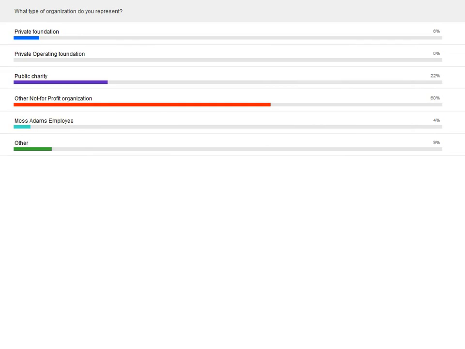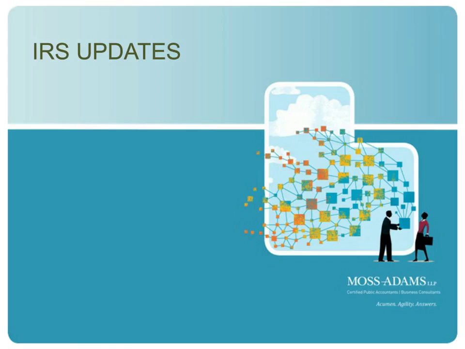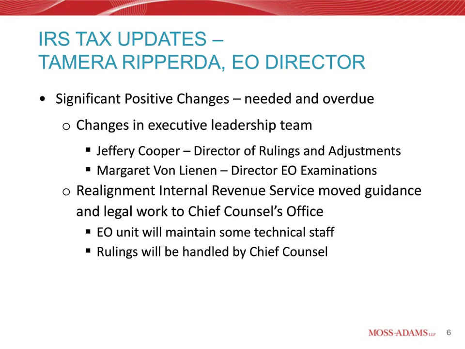Well, welcome everybody. So starting with IRS Updates, Tamara Rapata, she is the director of Exempt organizations, and she gave a speech on April 23rd, 2015 in Washington, D.C. And part of what she had to say was just changes in executive leadership. Jeffrey Cooper is now the Director of Rulings and Adjustments, and his background, I found this pretty interesting. He was with the IRS Criminal Investigations, and he is an Air Force retired officer.